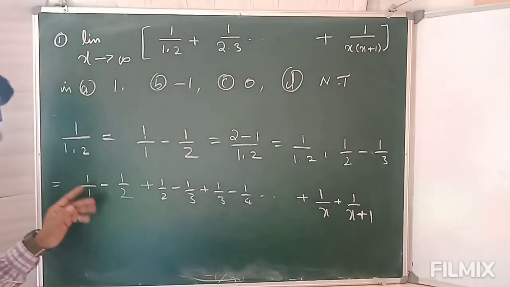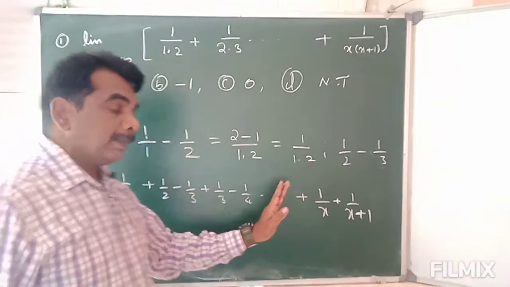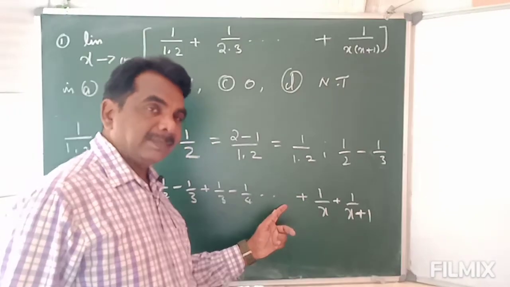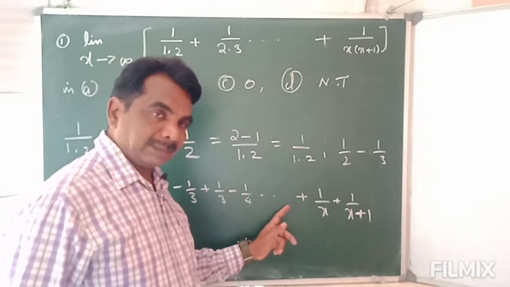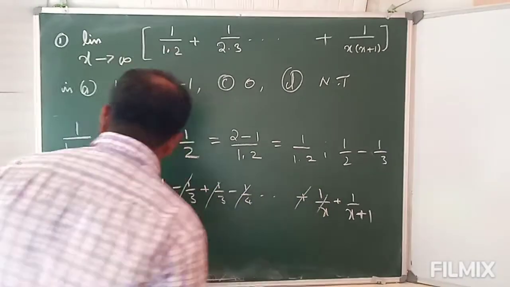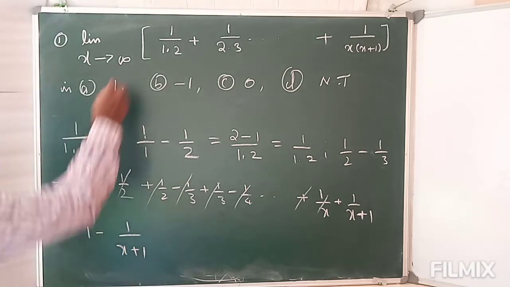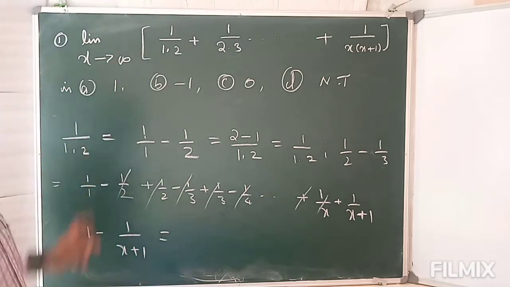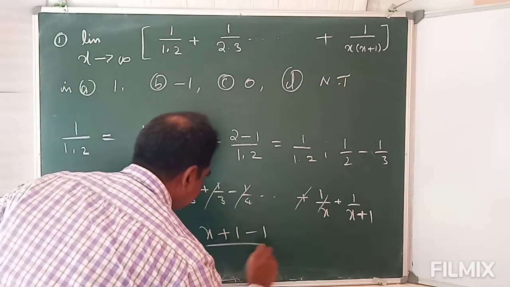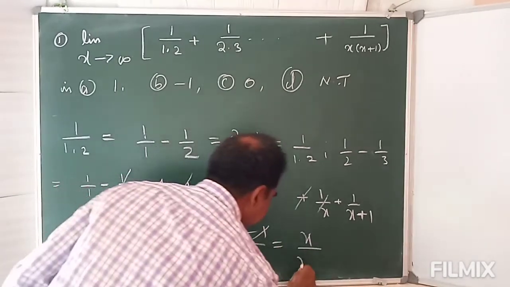See, the remaining terms: minus 1 by 2 plus 1 by 2 minus 1 by 3 plus 1 by 3, and so on, minus 1 by x plus 1 by x cancels. Remaining what happens? 1 minus 1 by x plus 1. What is this? 1 minus 1 by x plus 1. LCM how much? x plus 1 minus 1 by x plus 1. That is x by x plus 1.